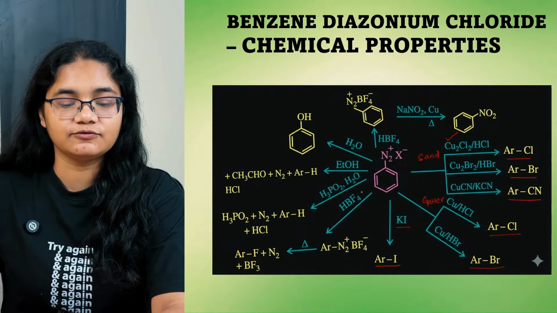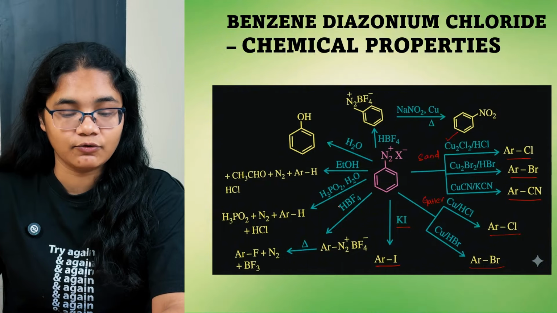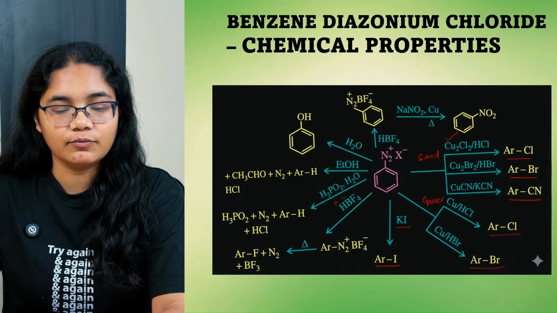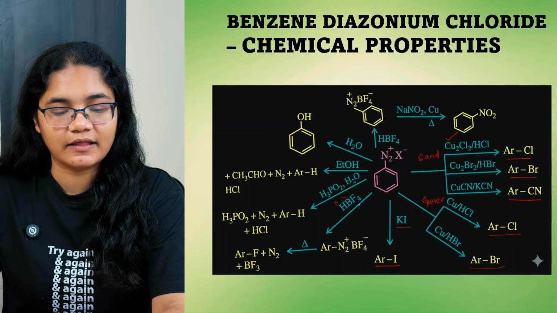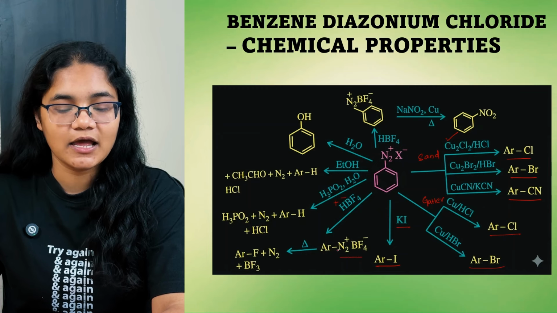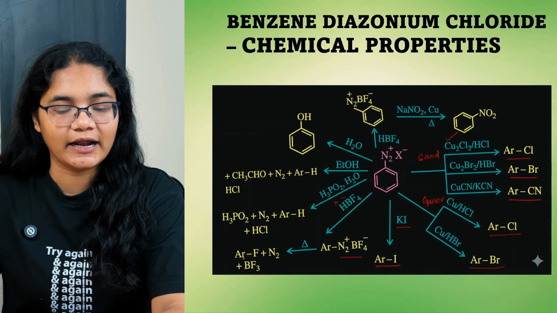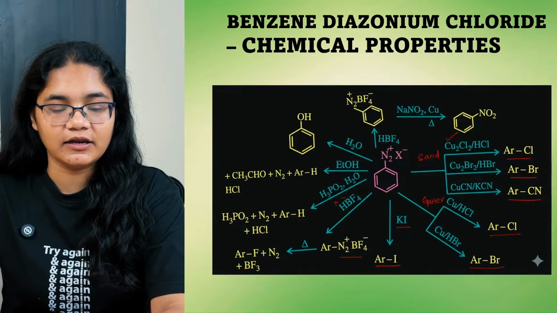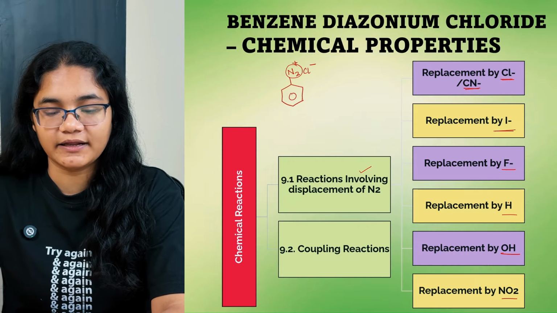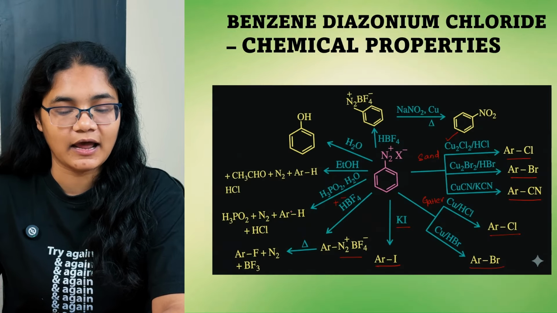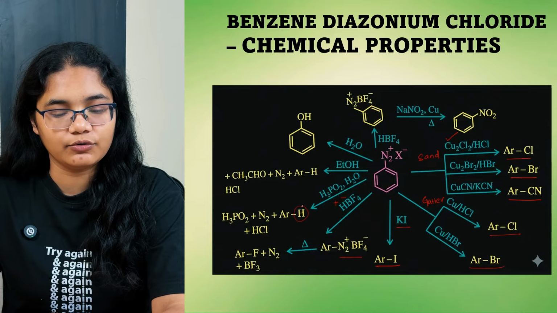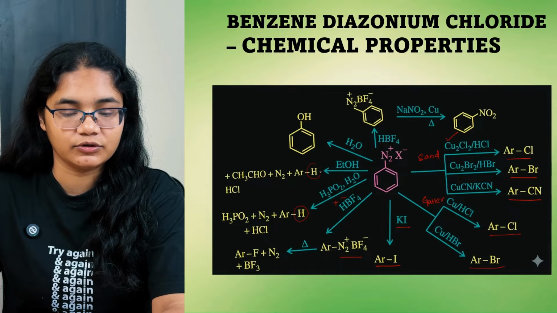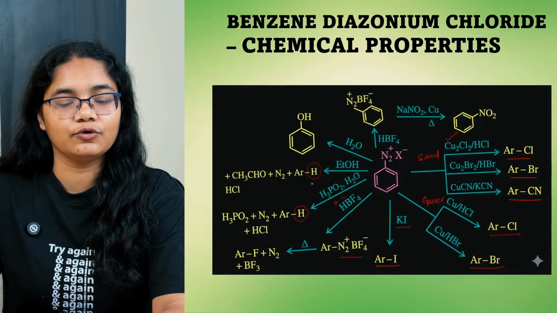Now for F minus, first of all you need to treat it with HBF4. So this is H plus and this is BF4 minus. So what will happen? N2 plus will be there, and with that BF4 minus will combine. After that when you heat it, you will get simple fluorobenzene plus N2 plus BF3. Now if I want to replace it with hydrogen, means you just want hydrogen to come, you can treat it with H3PO2 and water or EtOH. In both cases you will replace this N2 group with H.